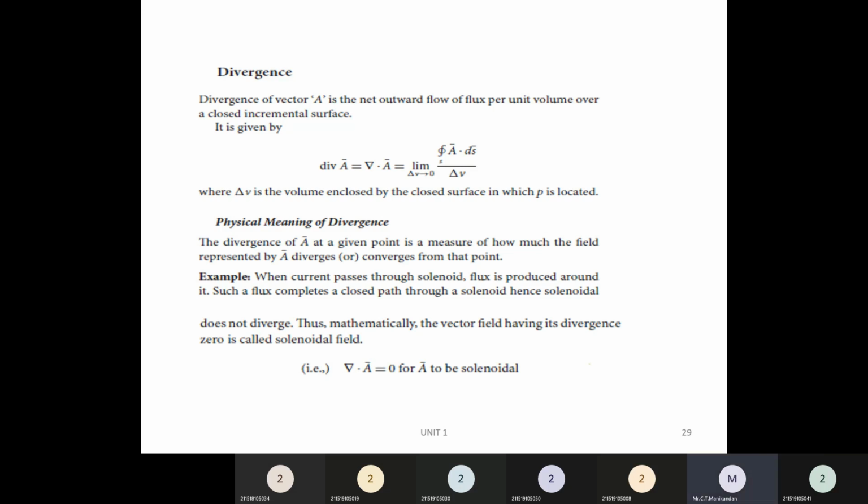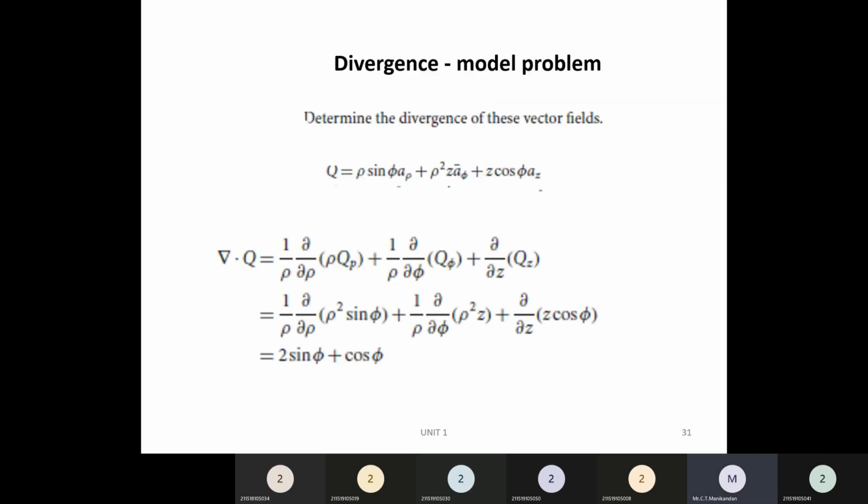They will ask you problems like this in GATE. These are simple problems. Let's see: the divergence of the vector field Q equal to rho sin phi a rho plus rho squared z a phi plus z cos phi a z. These are the components we have here.